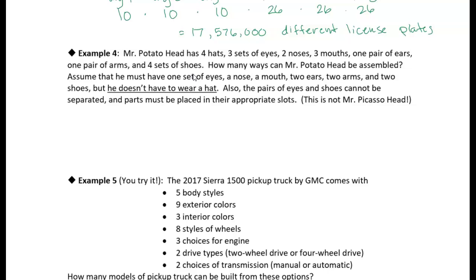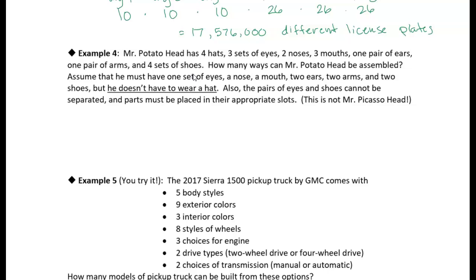But Mr. Potato Head, he has 4 hats. He has 3 sets of eyes. He has 2 noses. He has 3 mouths and 1 pair of ears. He has 1 pair of arms and 4 sets of shoes. How many ways can Mr. Potato Head be assembled? Assume that we must have 1 set of eyes, 1 nose, a mouth, 2 ears, 2 arms, 2 shoes, and he does not have to wear a hat.